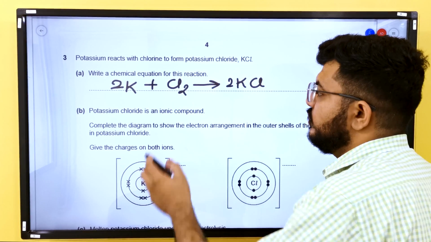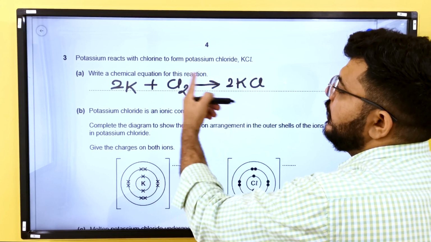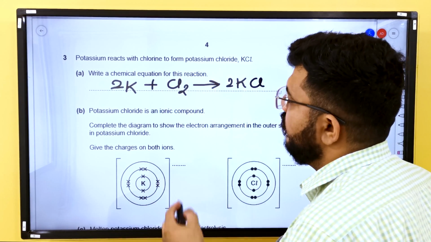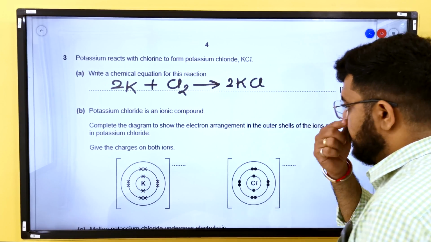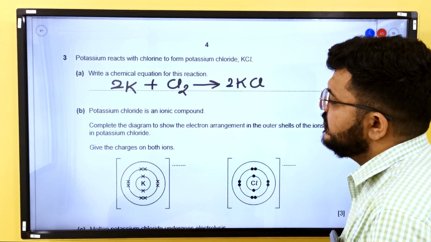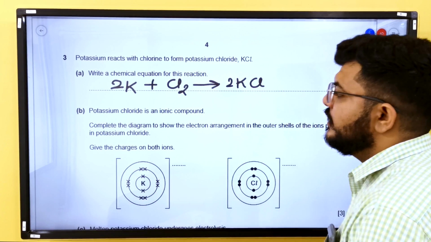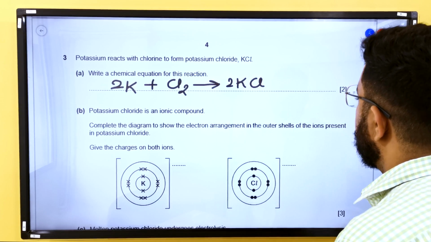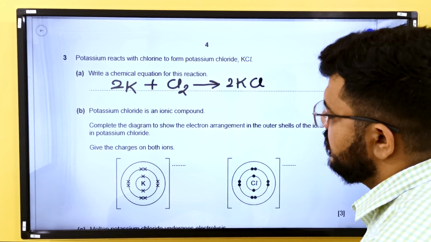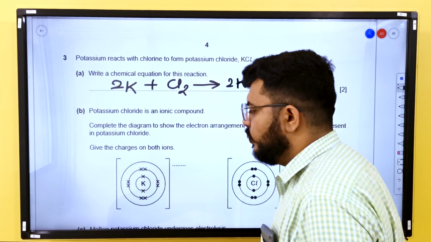The 2 marks is 1 mark for writing the equation and the second mark is for balancing the equation. Okay? Right. Next question. Potassium chloride is an ionic compound. Complete the diagram to show the electronic arrangement in the outer shells of ions present in potassium chloride. Give charges on both ions.